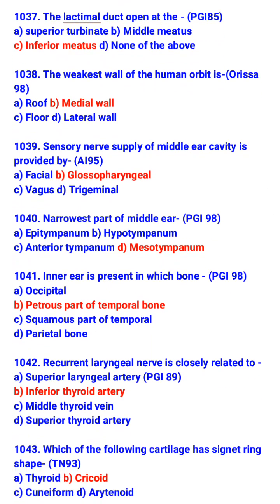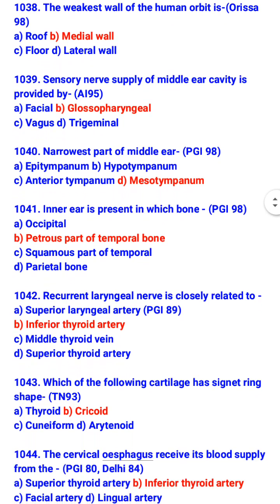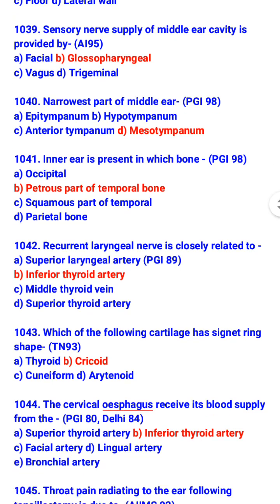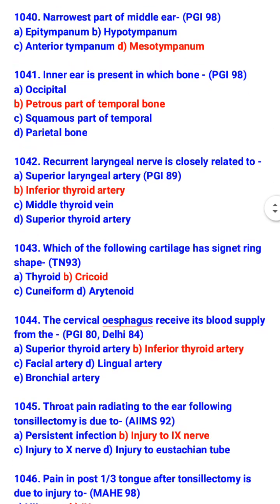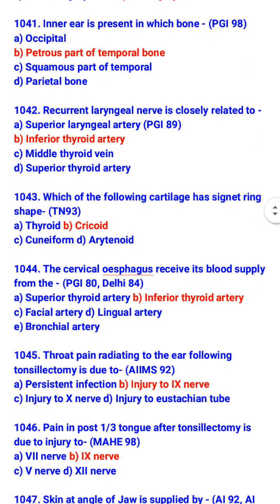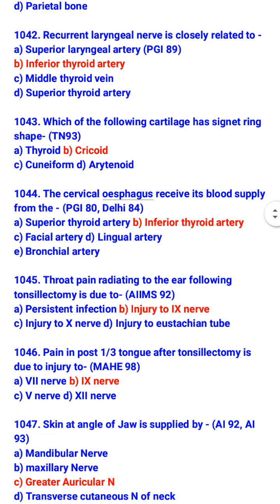Inner ear is present in which bone? Petrous part of temporal bone. Recurrent laryngeal nerve is closely related to inferior thyroid artery. Which of the following cartilage has signet ring shape? Cricoid. The cervical esophagus receives its blood supply from the inferior thyroid artery.